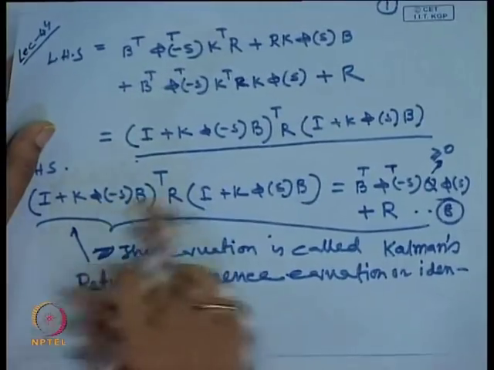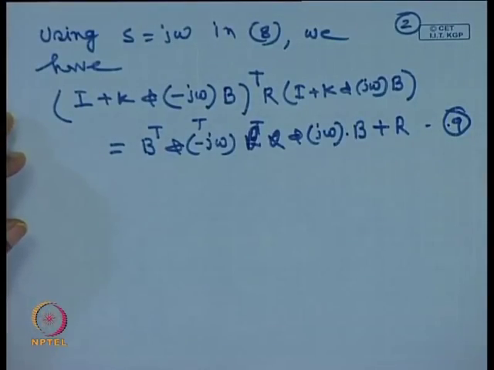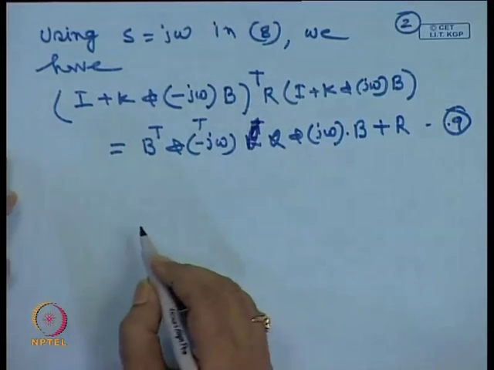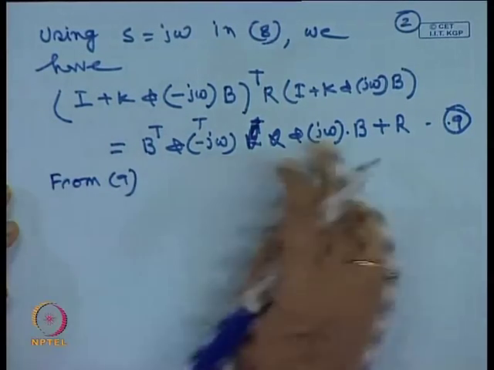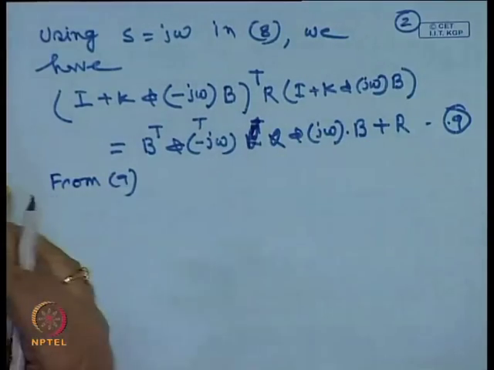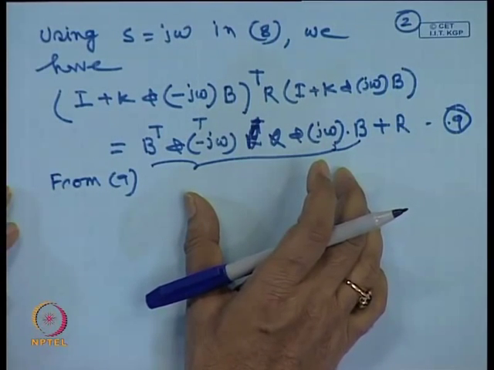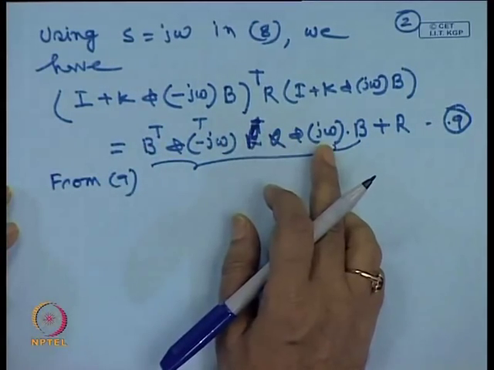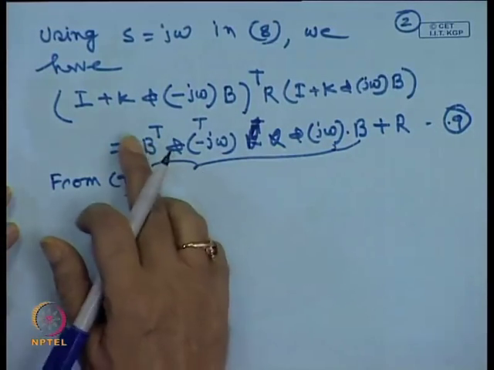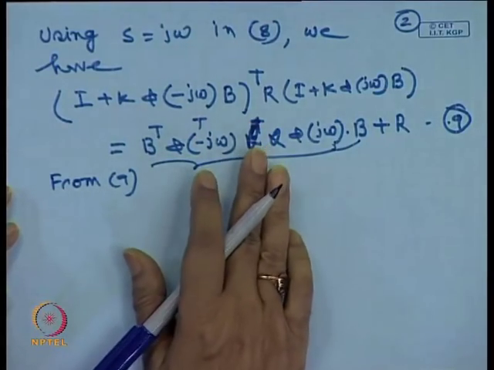That you see, this equation I have written here putting the value of s equal to j omega in the frequency domain. So, this is the Kalman return difference equation. I just placed s equal to j omega. So, from 9, since Q is a positive semi-definite matrix, for any value of frequency from 0 to infinity, if you sweep, this whole expression will be greater than or equal to 0, meaning a non-negative number, because it is pre-multiplied and post-multiplied by a matrix with its transpose. Agree? If you consider this as M Q M transpose, and since Q is a positive definite matrix, the whole matrix after transformation will be a positive semi-definite matrix. That means this is a non-negative number.